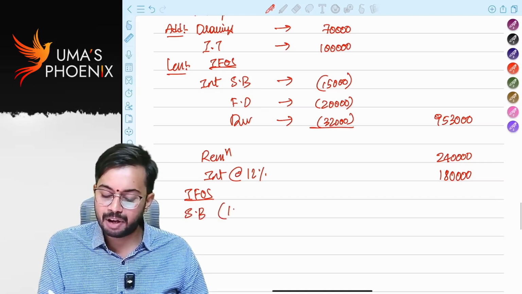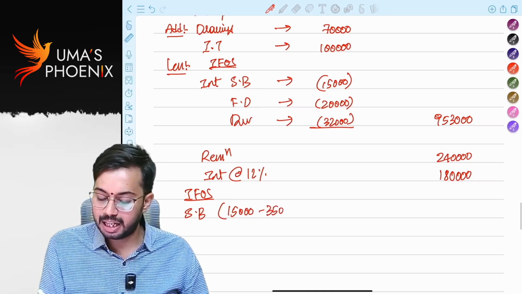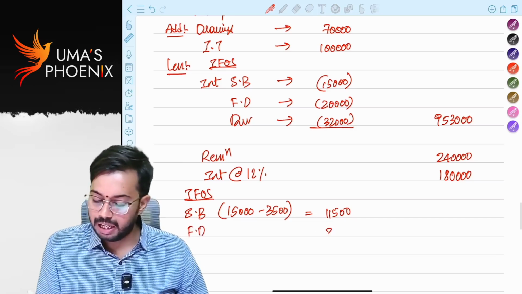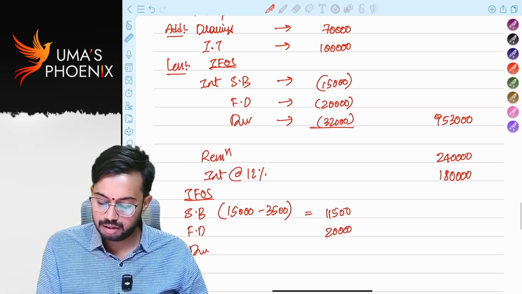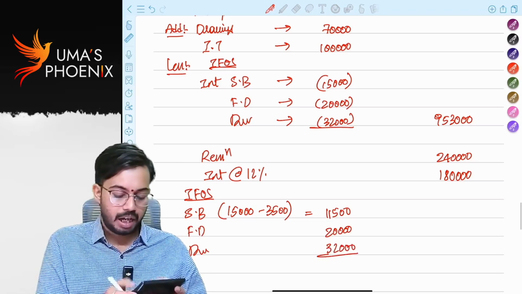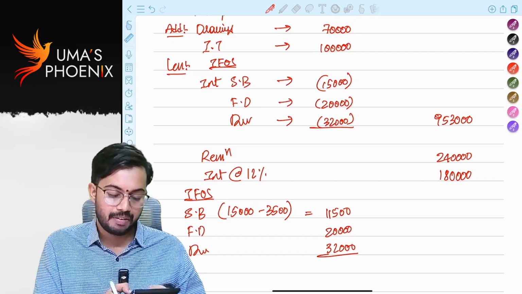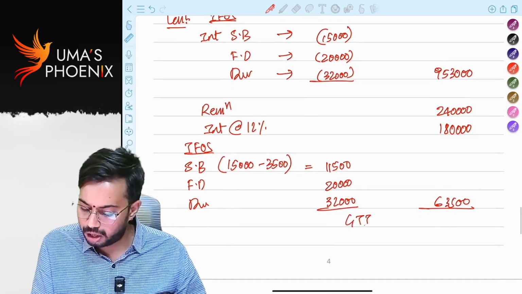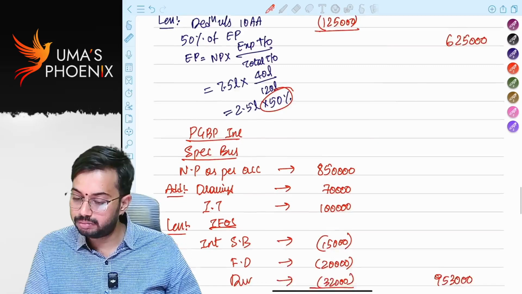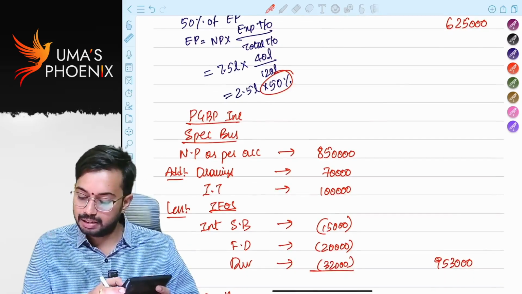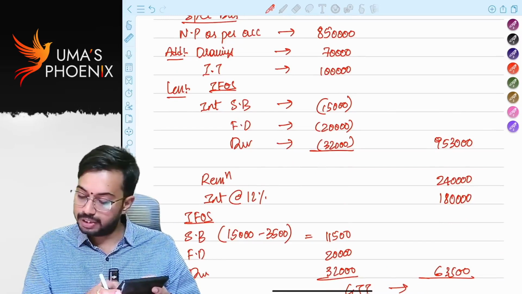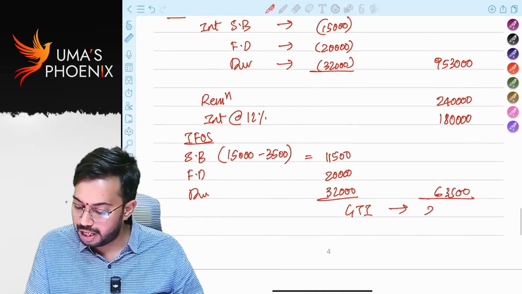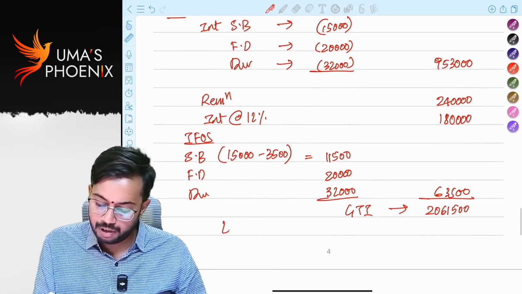Now how much is incomes taxable under other sources? Savings bank, it is received from post office. 15,000 minus 3,500. How much? 11,500. FD 20,000. Dividend 32,000. Total 32,000 plus 20,000 plus 11,500, 63,500. So how much is gross total income? Gross total income is 6,25,000 plus 9,53,000 plus 2,40,000 plus 1,80,000 plus 63,500. 20,61,500.